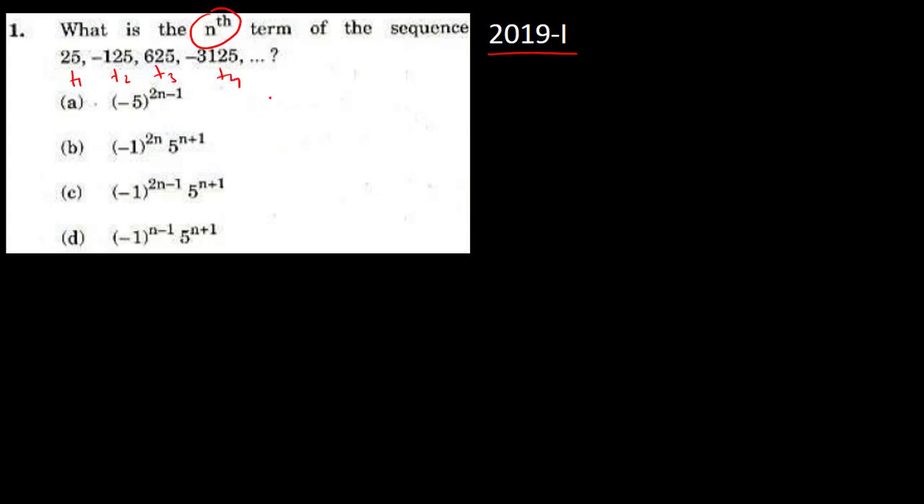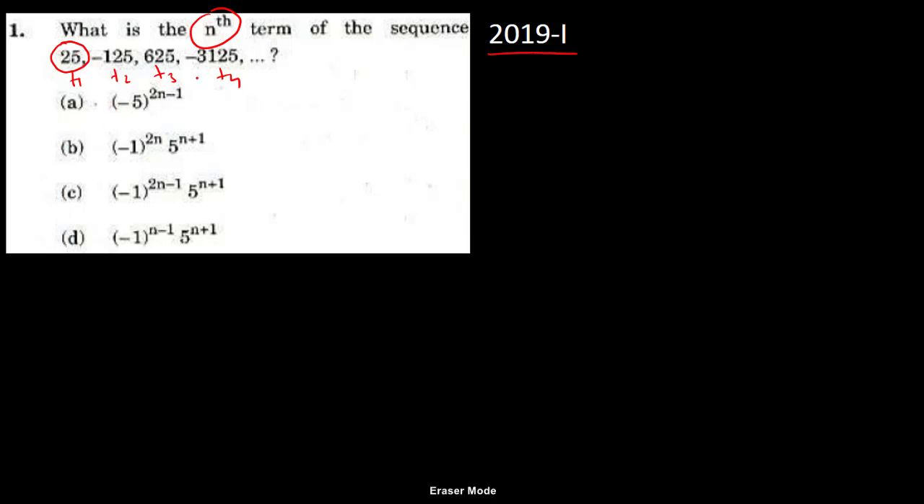Now, power of substitution. What does the power of substitution say? If I substitute n equals 1 in the nth term, I should get the first term, 25. The nth term is asked. So if I substitute 1 in option A, I should get 25. Then only this is the correct option.